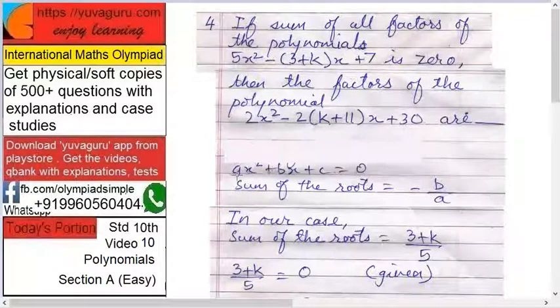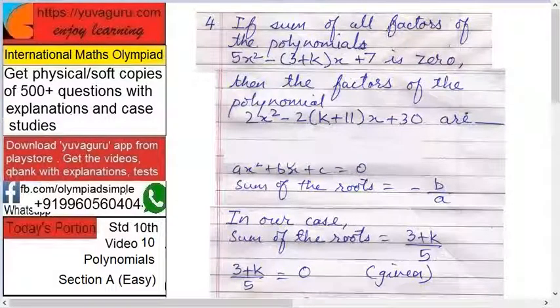Here, if the quadratic equation is ax² + bx + c = 0, then the sum of the roots is always −b/a. So in our case, let's see. b in our case is −(3 + k), right? And a is 5. So the sum of the roots will be −b, meaning +(3 + k)/5.